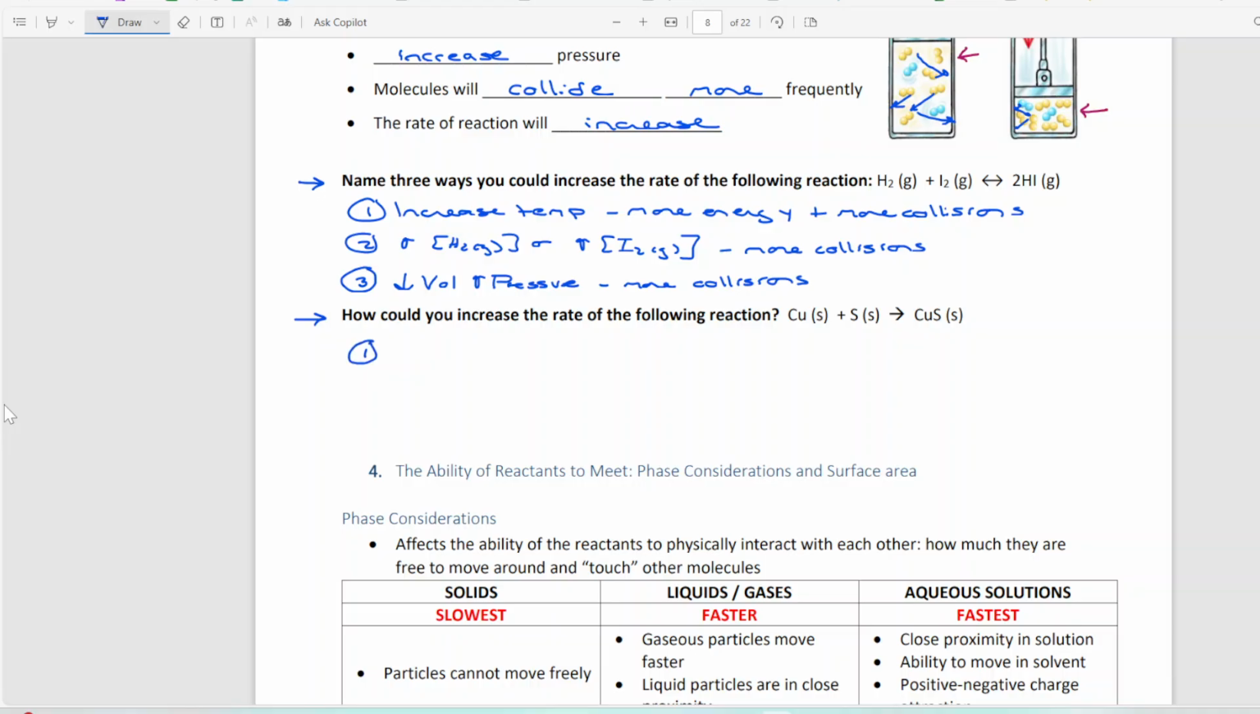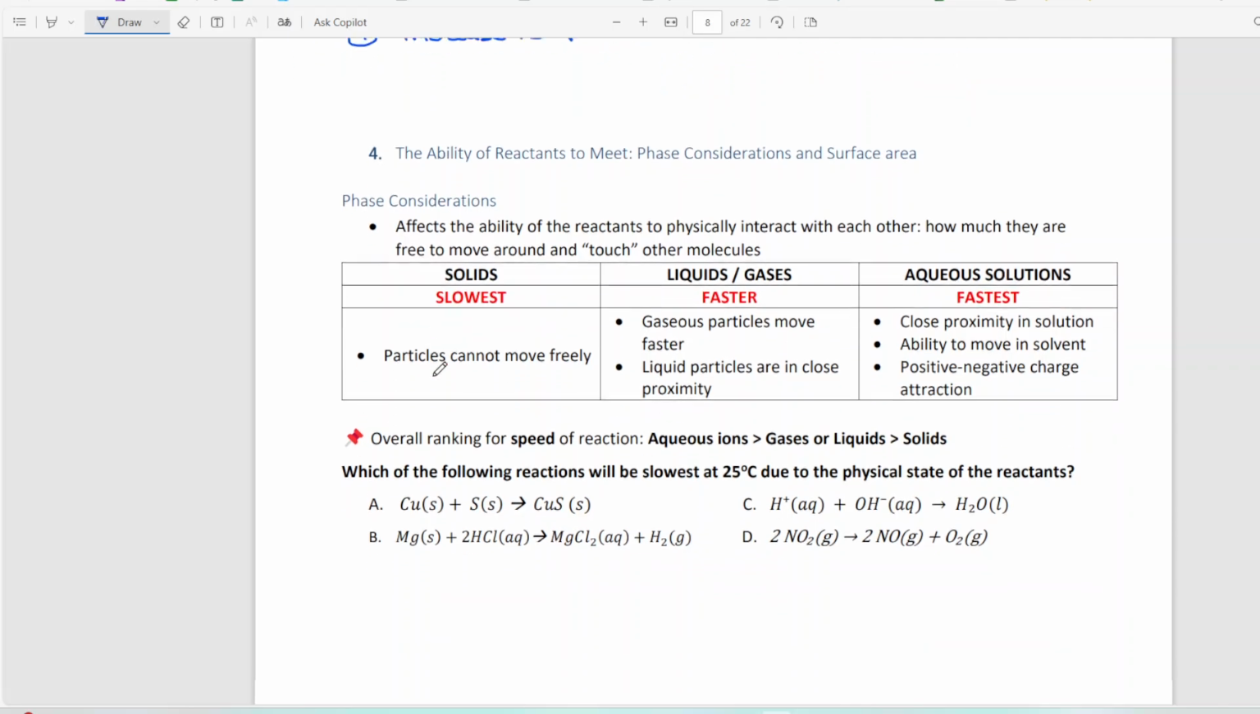Hopefully you're all thinking increased temperature, right? Increased temperature increases the energy and increases the collisions, right? They're just moving more. Could you increase the concentration? Well, these are both solids, so nope. Could you increase the pressure of your system? Is this a gas? Nope. So the only way we could increase the rate of this reaction would be increasing the temperature. Awesome. Let's go on to the last couple.